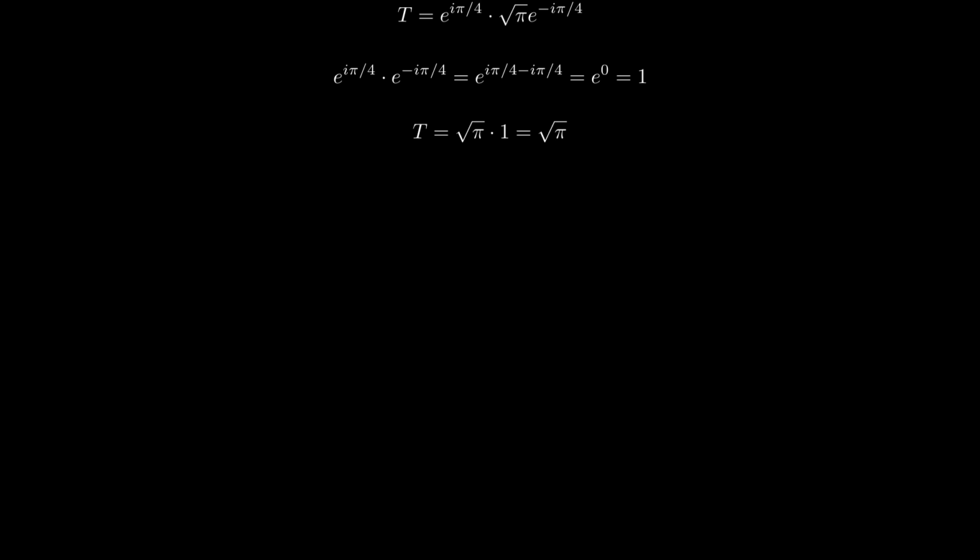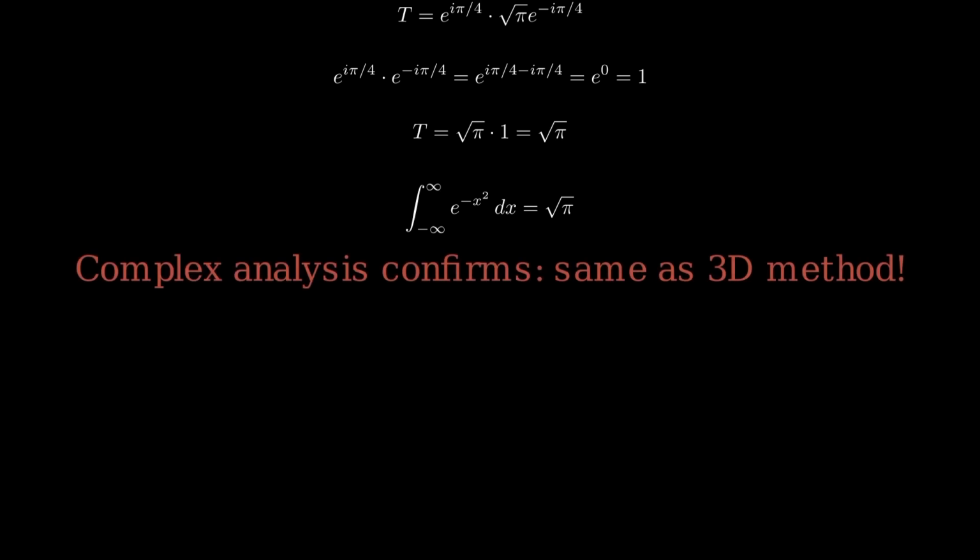We did it, and there's our answer. The integral from negative infinity to infinity of e to the negative x squared dx is root pi. This complex analysis method with the pi over 4 contour was like a math roller coaster, but we got the same result as our 3D method, which confirms we're on the right track.